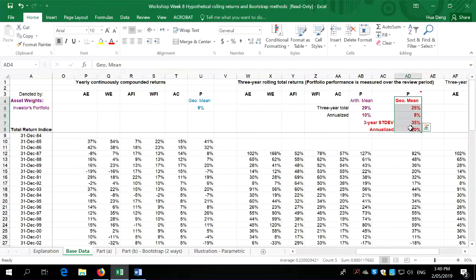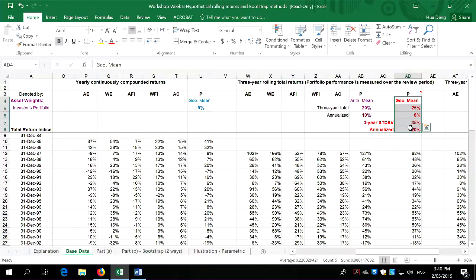Has anyone run the mean variance optimization yet? Anyone? I'll point a direction if you have run that exercise.